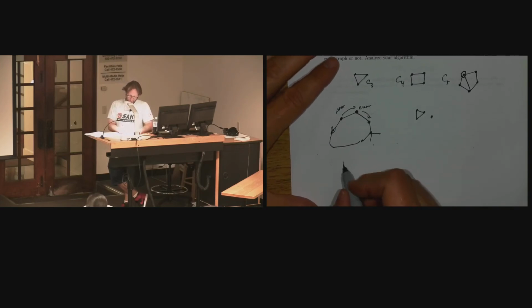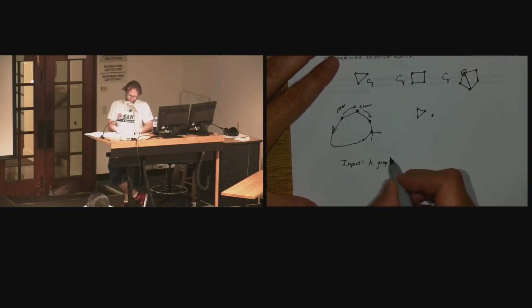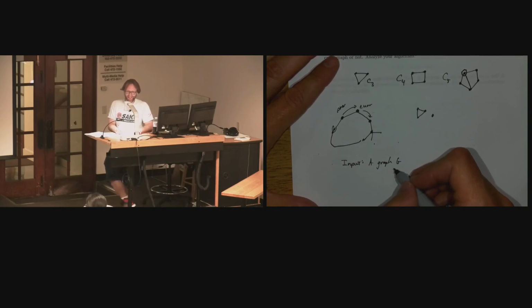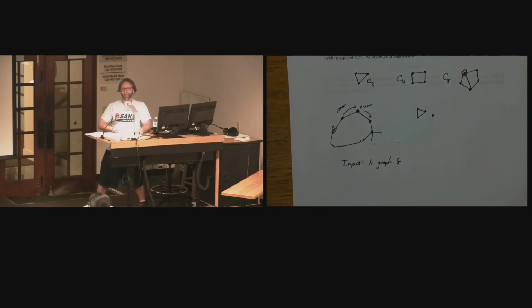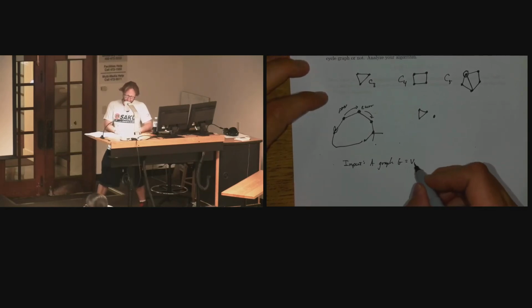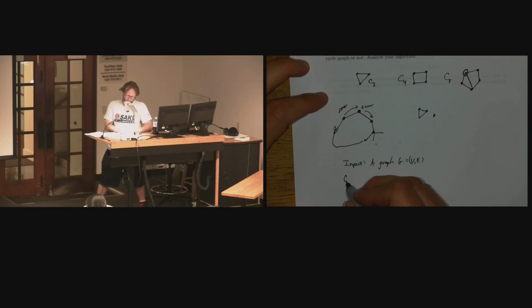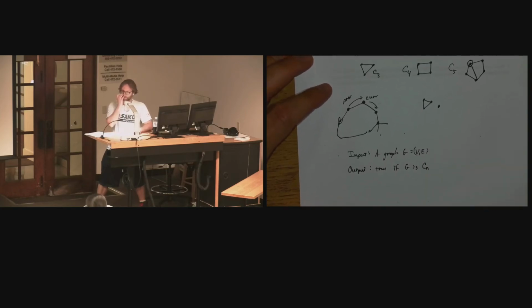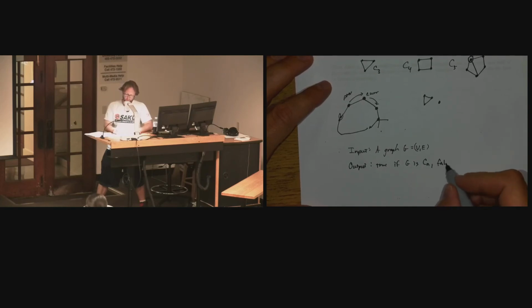Here's my input, a graph G. If you wanted to get away with this, you could say a connected graph G. And then you say, oh, okay, well, I know I'll solve that other problem later on. A graph G equals V comma E, and output is going to be true if G is Cn, where n is, of course, the size of the vertex set. False otherwise.